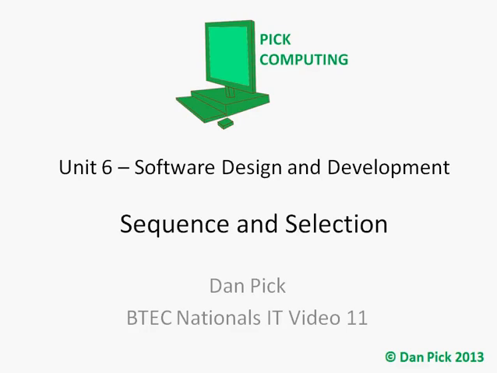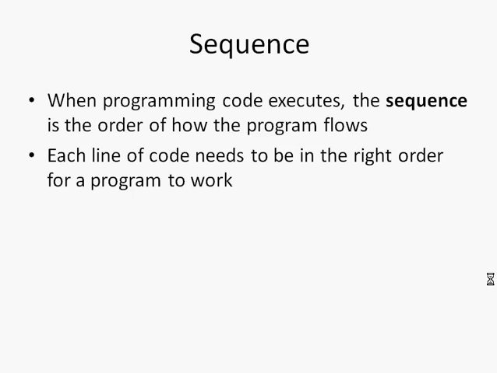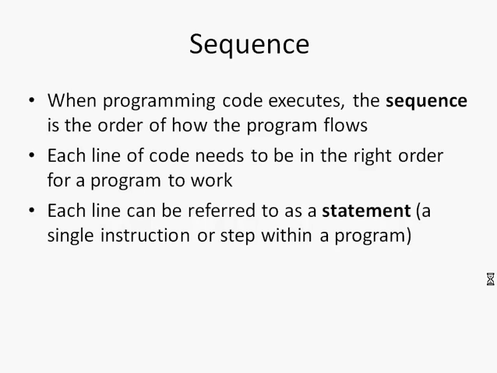So this video looks at sequence and selection, which are two of the main principles behind programming that you're going to need to get your head around. Sequence. When programming code executes, a sequence is the order of how the program flows. Each line of code needs to be in the right order for the program to work correctly. Each of these lines can be referred to as a statement.